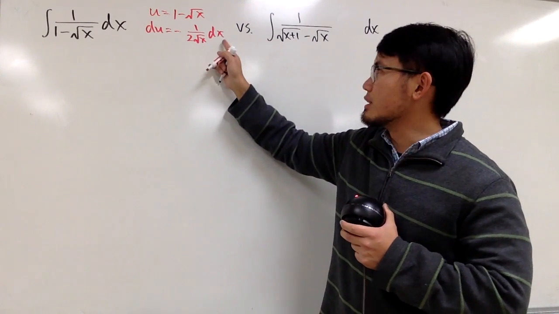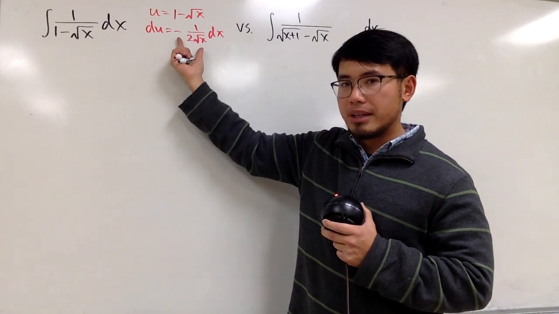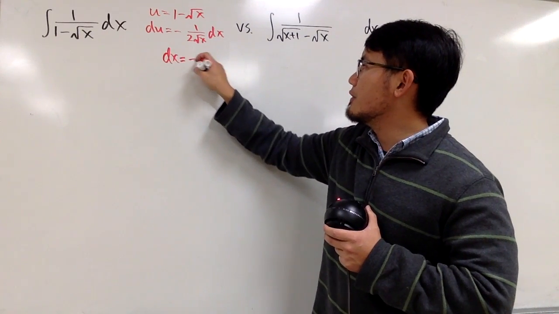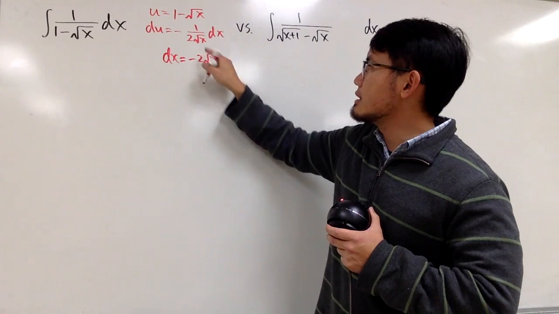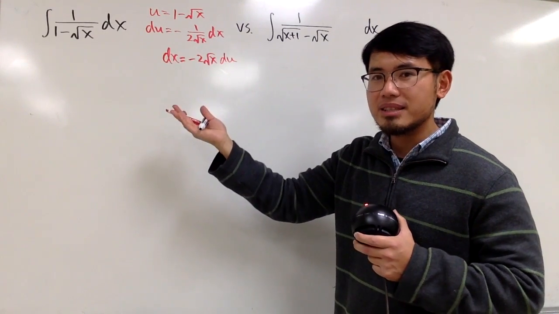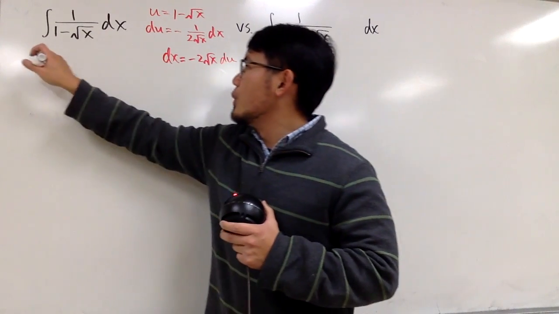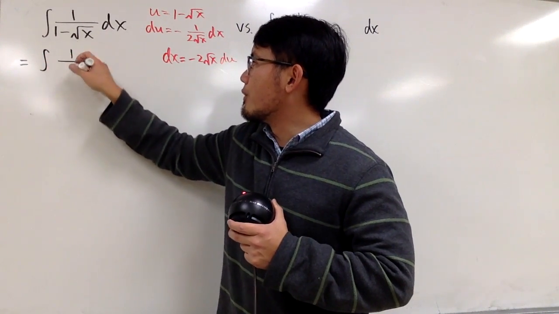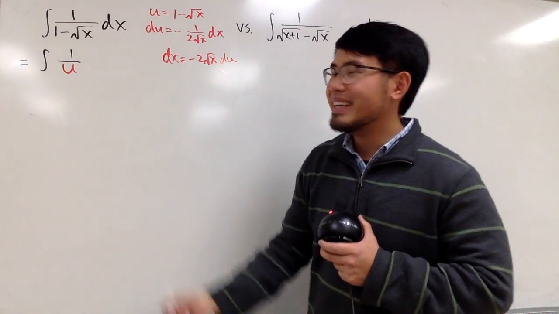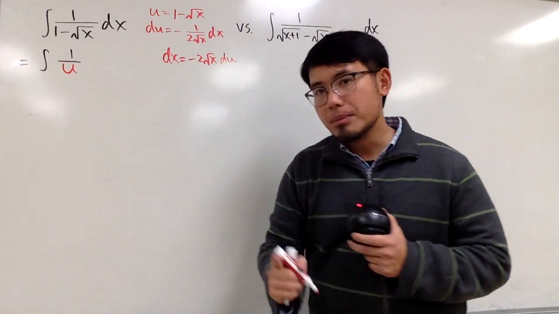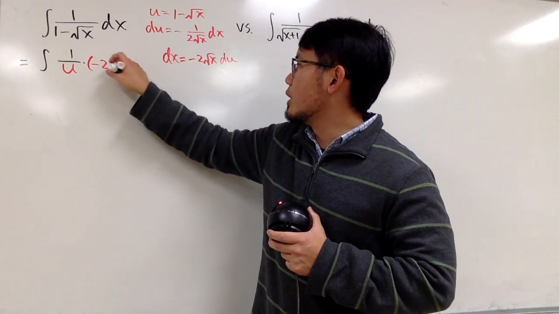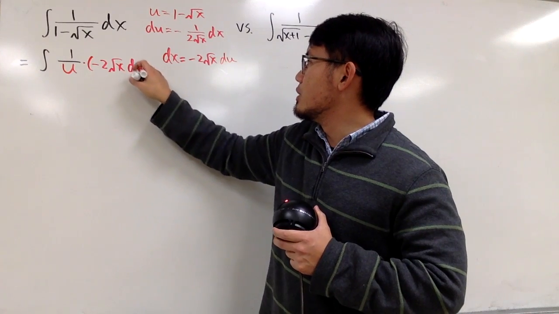And I want to isolate the dx. Let me just multiply this on both sides. So I get dx being negative 2 square root of x, and over there we have that du. And now we can take this integral to the u world. We will see this is the integral, 1 over the denominator is u, du is all this, and keep in mind it's a multiplication, so I will put on multiplying by negative 2 square root of x du.